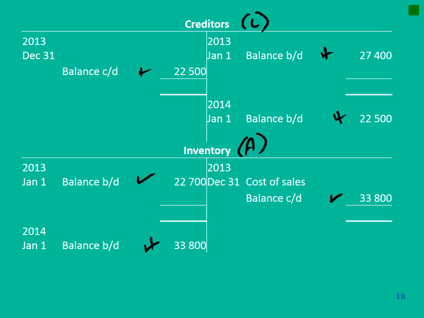So we put those in first to reconstruct the creditors and inventory accounts. We want to work out how much was actually paid to creditors during the year. We want to work out cash paid to suppliers. This question, we're using the perpetual system for calculating inventories. So as we sell inventories, we're taking out the cost of sales. And as we buy inventories, we are going to be debiting inventories and crediting creditors. So we want to, like a puzzle, now work out what are these amounts.